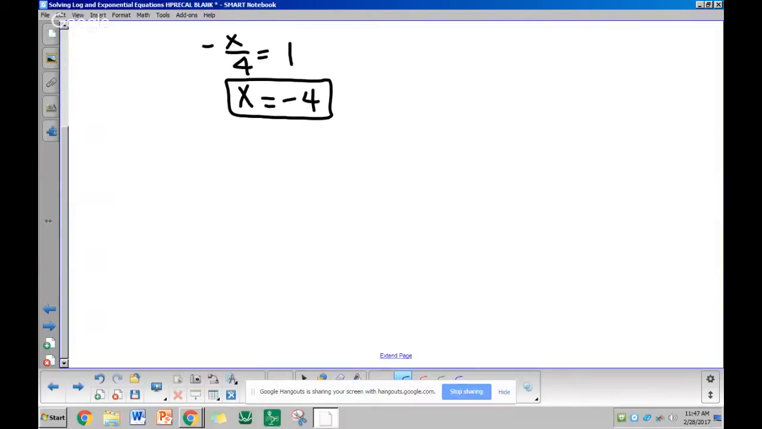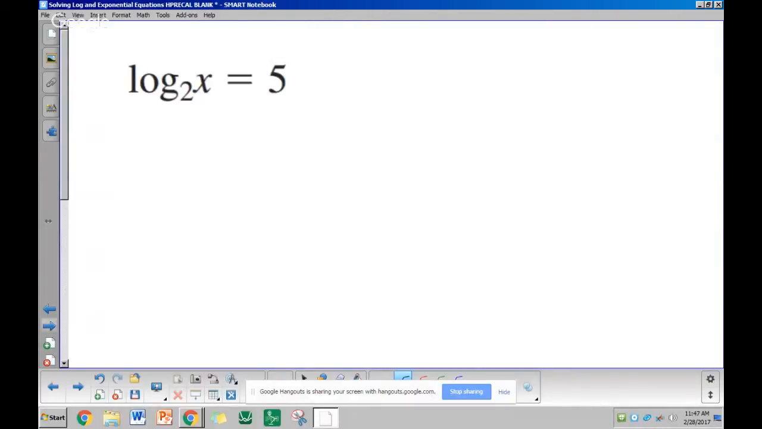Everybody got that? Yep. Moving right along. Now, this is a log equation, a log equal to a number. And where is the x? It's inside the log's argument.